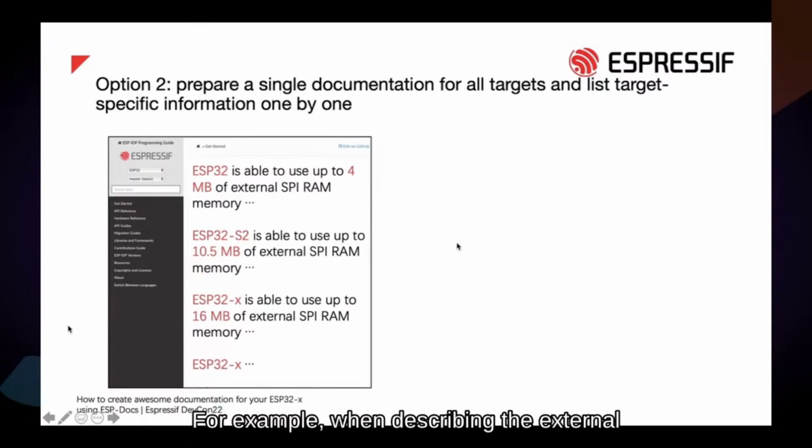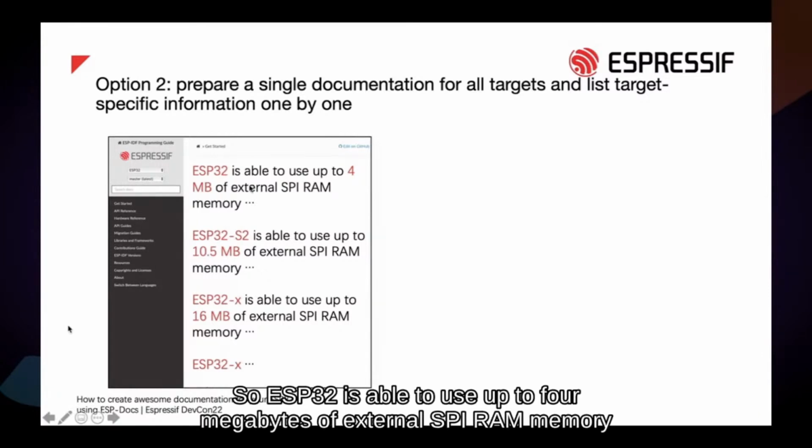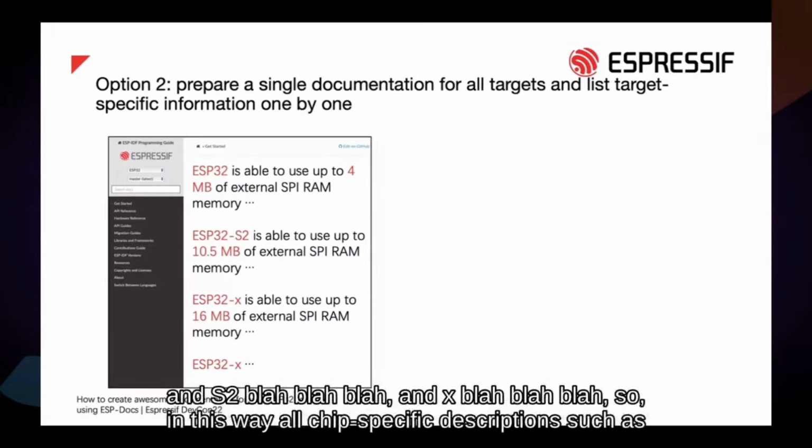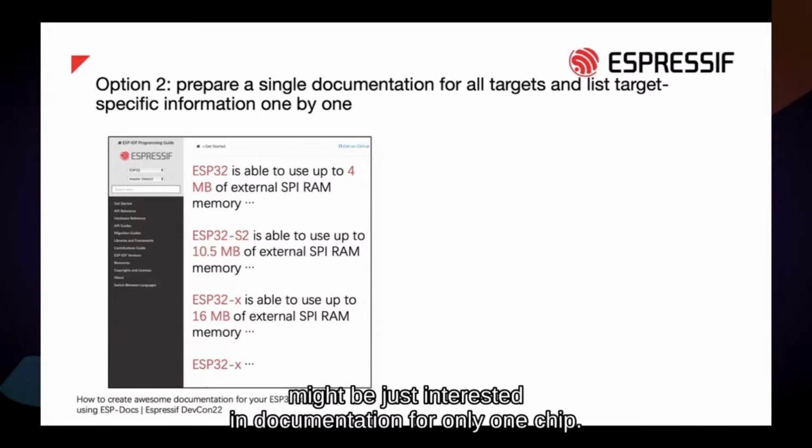For example, when describing the external SPI RAM for each chip, you need to do it for each chip one by one. So ESP32 is able to use up to 4 MB of external SPI RAM memory, and S2 blah blah, and so on. In this way, all chip-specific descriptions such as inline words, paragraphs, and documents are provided to customers, and those customers might be interested in documentation for only one chip.